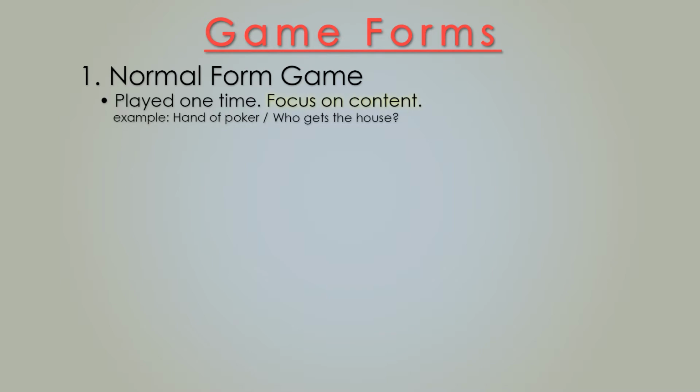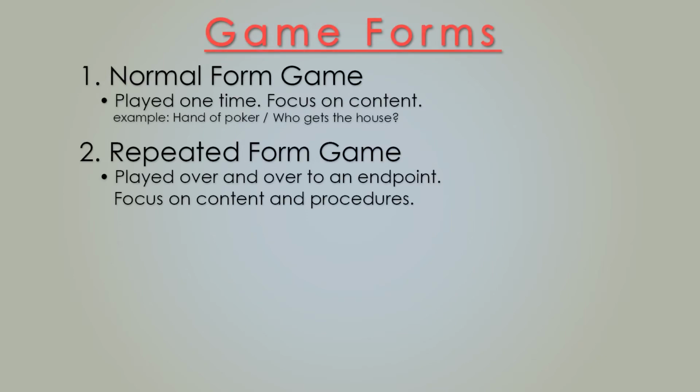The focus is on content in normal form games. For example, with the who gets the house issue, the focus is on the valuation of the house, whether one of the parties has a superior claim to the house, who wants the house, who can afford the house, and what the trade-offs might be involved in the financial settlement in order for one of the parties to get the house. There are repeated form games, which are games that are played over and over to an endpoint.